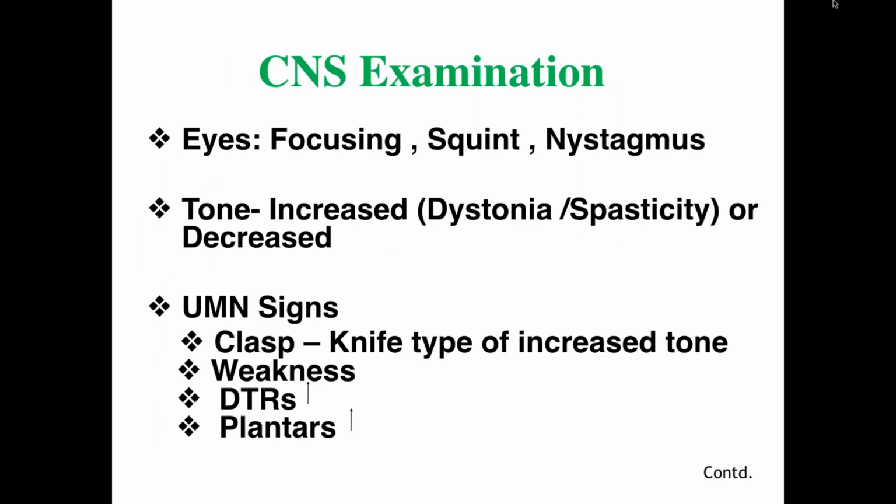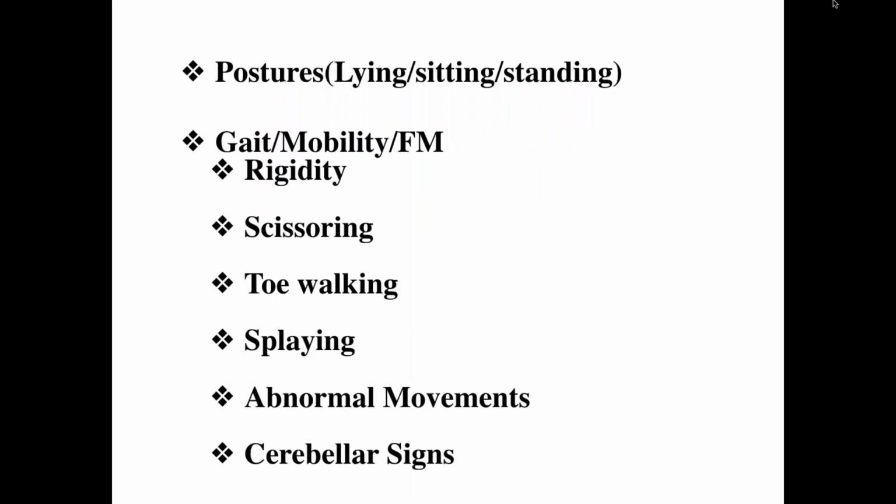In CNS, you have to look at how the child is focusing and following. Is there any squint? Is the child having any nystagmus? Is the child having increased tone or decreased tone? If the increased tone is there, whether it is dystonia or spasticity, are there any upper motor neuron signs or not? What are the postures of the child? How is the child moving around? How is his mobility? How are his fine motor skills? So there are certain specific signs which are seen in children with CP. One is scissoring, the other is splaying.